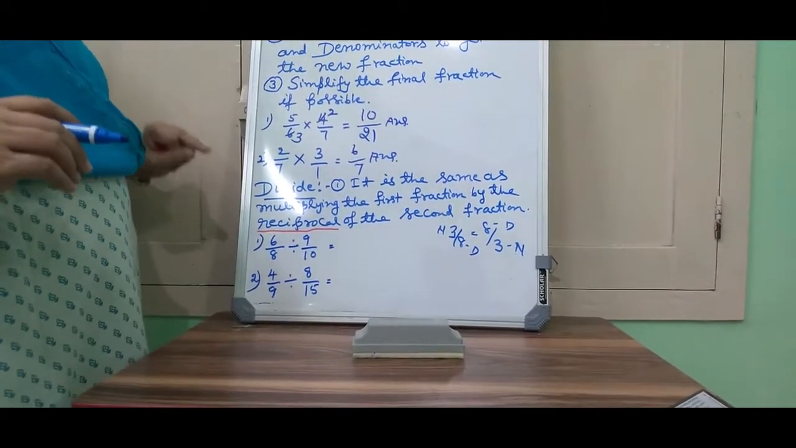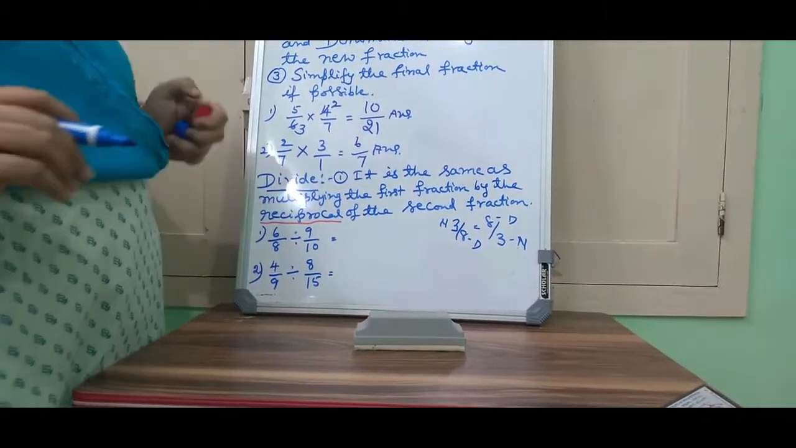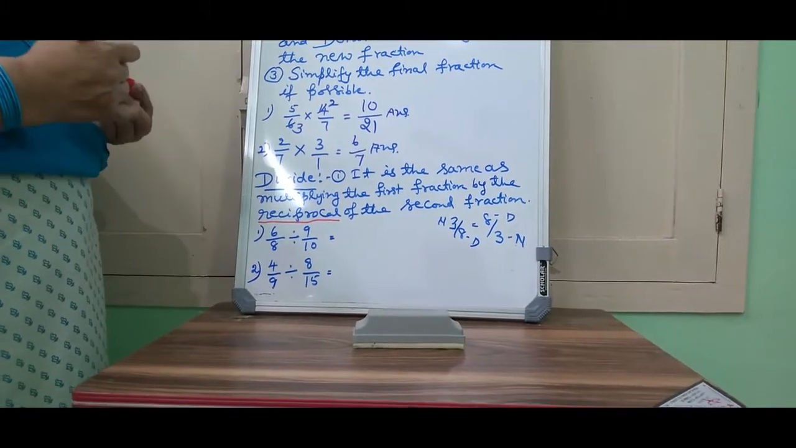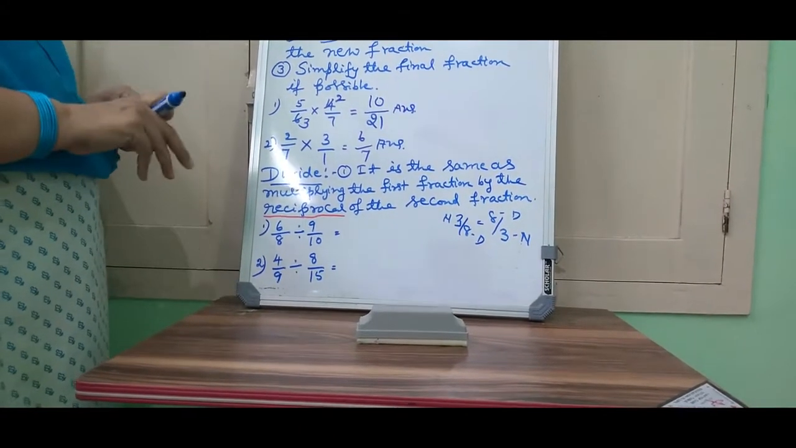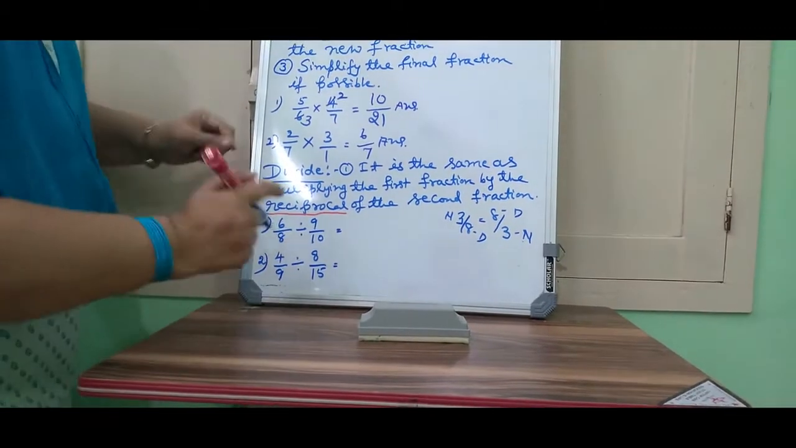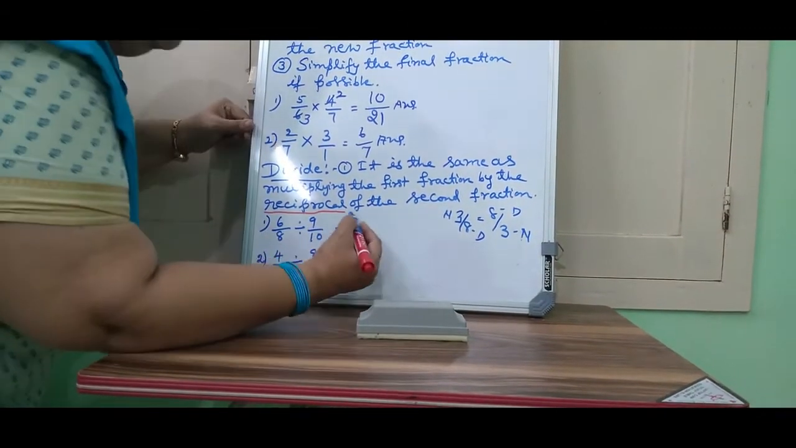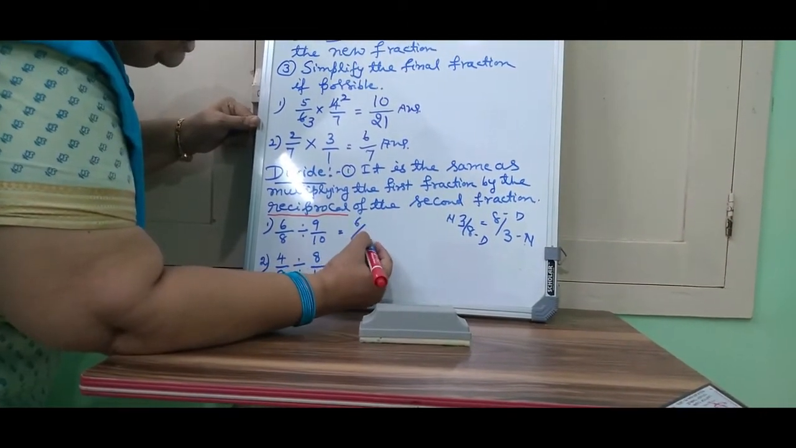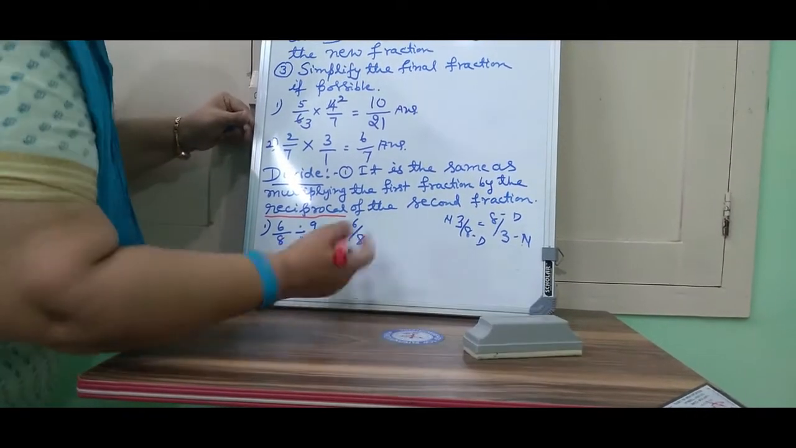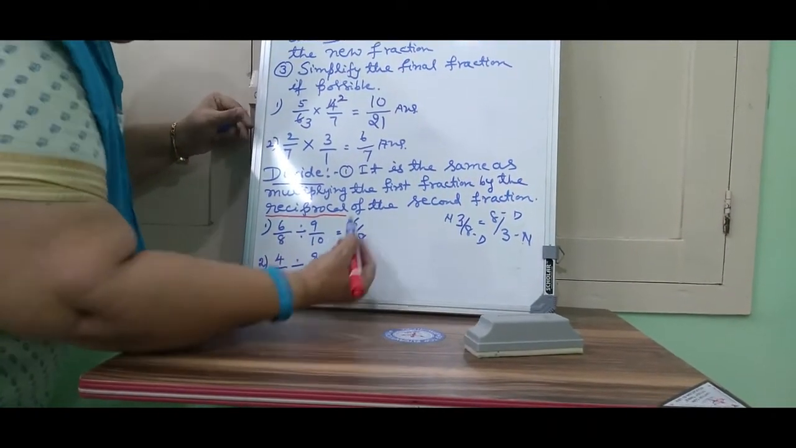So for the division of fractions, we will consider the reciprocal of the second fraction. For the first fraction, I am writing it just as it is. Please observe: 6 by 8 is the first fraction.